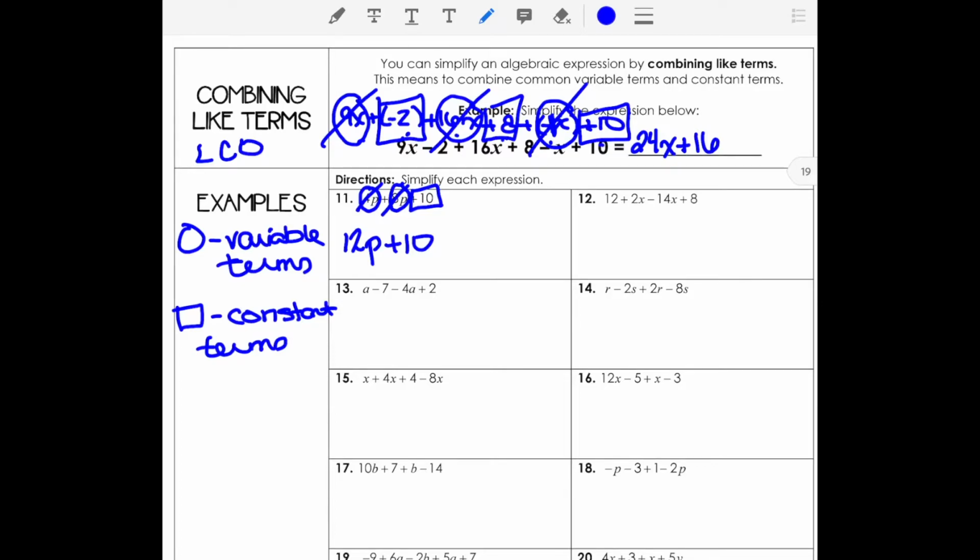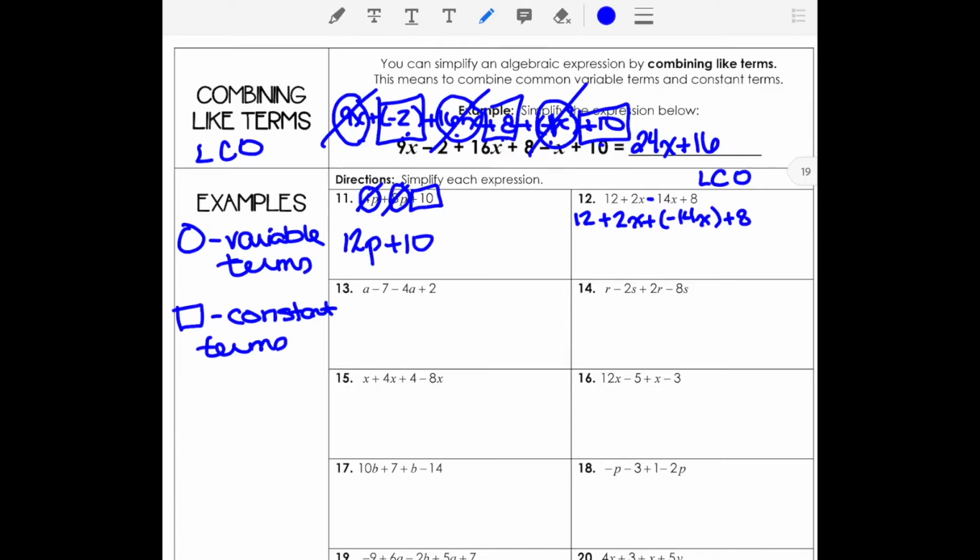Okay. Let's take a look at number 12. Here, we have 12 plus 2 times x minus 14 times x plus 8. Now in this case, I need to remember to LCO because I see a minus sign. So I'm going to rewrite it as 12 plus 2 times x plus negative 14 times x plus 8.